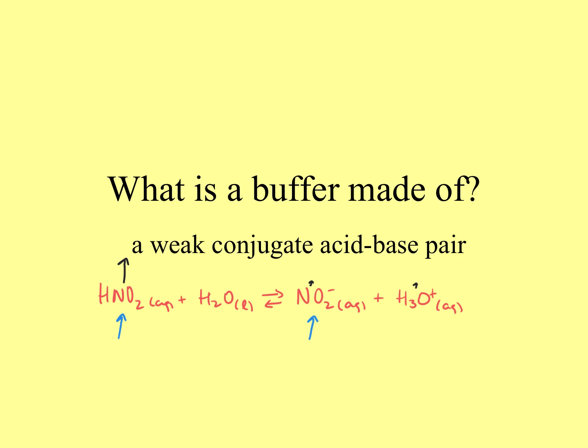But the primary way that you know you have a buffer is if you have appreciable amounts of a conjugate acid and its base, and they both have to be weak. So it's very important that you understand that strong acids have negligible conjugate bases, so that would not make a good buffer.